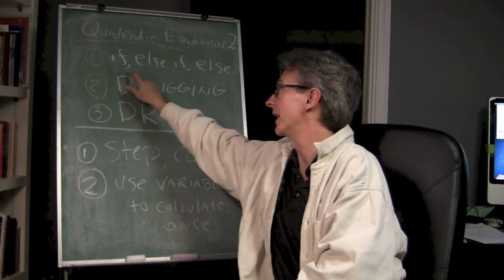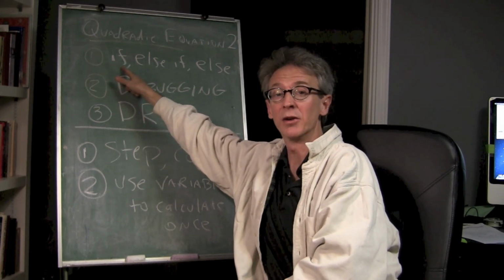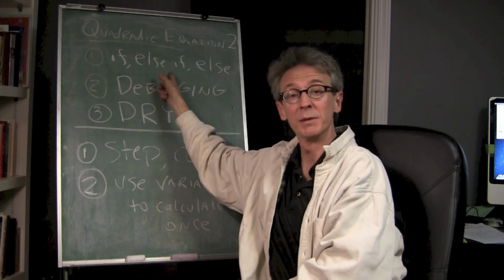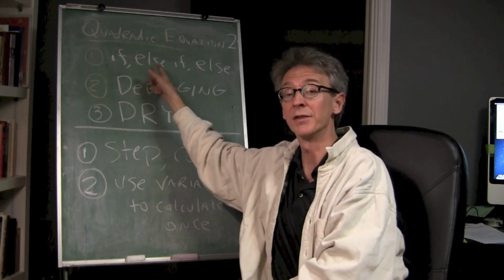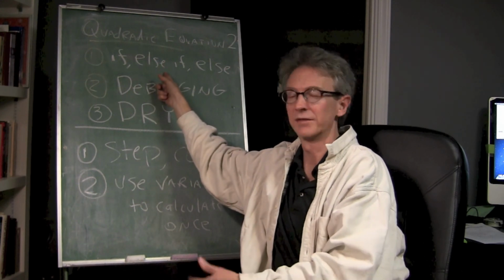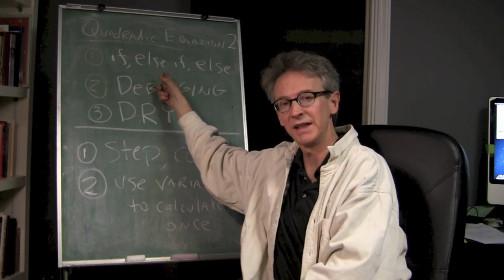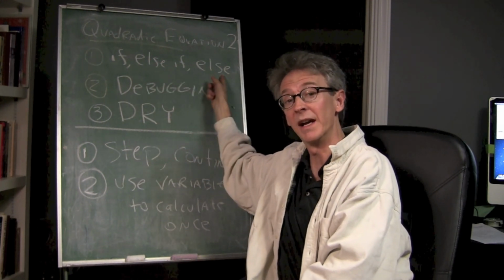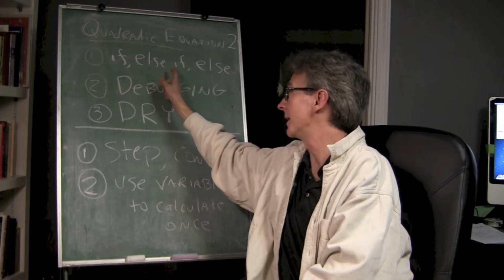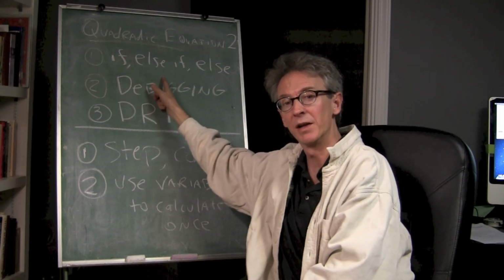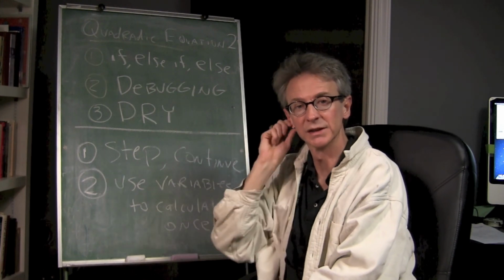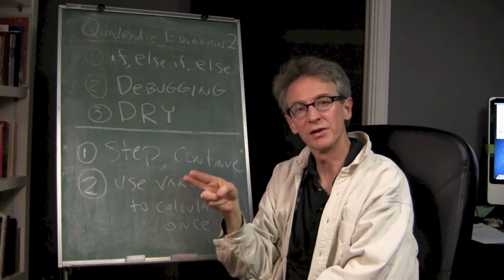So you might say if your grade is 90 or above, print an A. If it's between 80 and 90, print a B. Else if it's between 70 and 80, print a C. Else if it's between 60 and 70, and else print an F, that kind of thing. So you can keep repeating this else if in the middle between your if and your else for 3 or more situations.